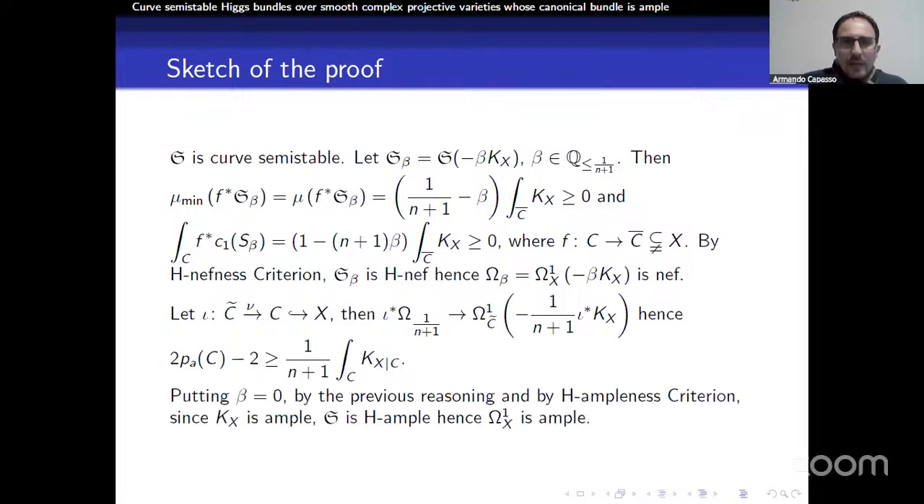After this, if I put beta equal to 0, I obtain from the ampleness of Kx the Higgs ampleness of S, hence one finds again the usual ampleness of the cotangent bundle of X. And this completed the sketch of the proof.